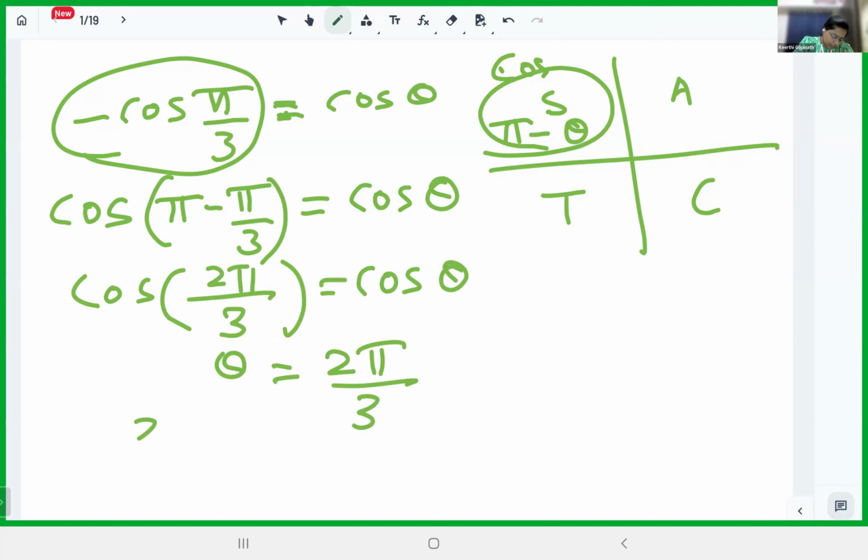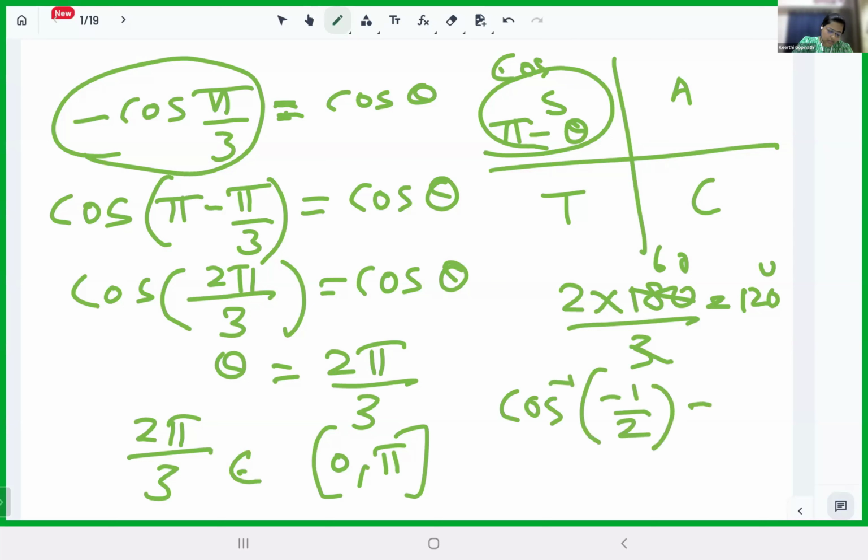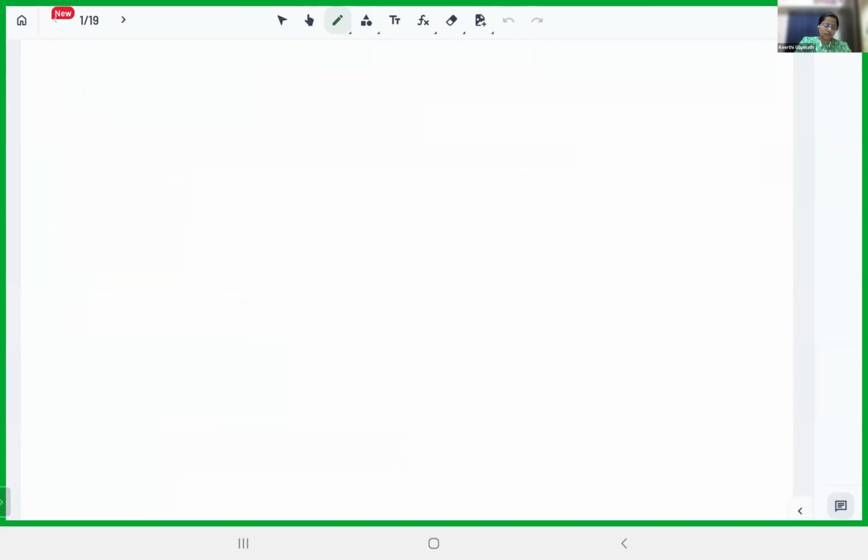And we have to check whether this 2 pi by 3 belongs to the PVB, right? So the PVB is nothing but the closed interval 0 to pi. And 2 pi by 3 means 2 into 180 by 3, that is 2 into 60, which means 120. So 120 belongs to the closed interval 0 to pi. So we can say that cos inverse of minus 1 by 2 is nothing but 2 pi by 3. Okay. Is that clear to you all?